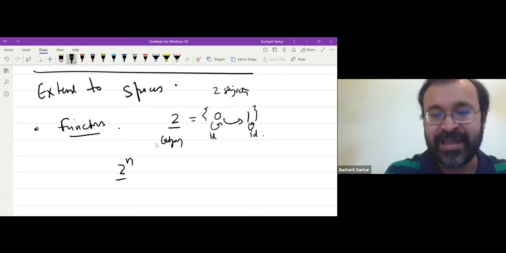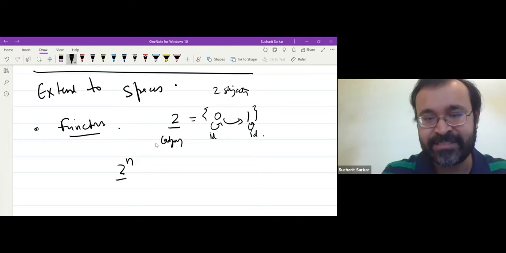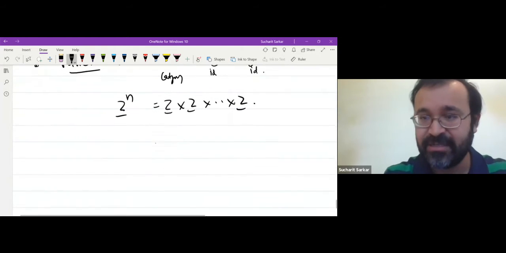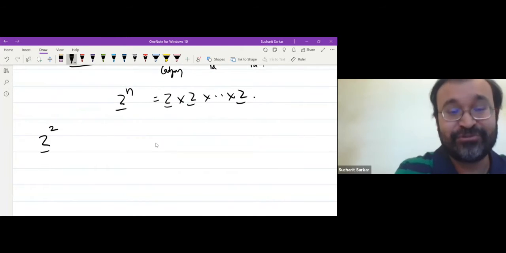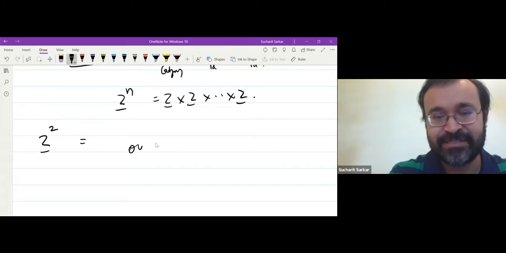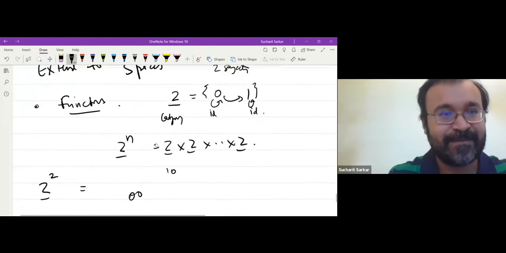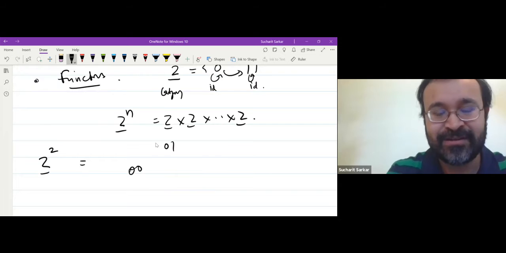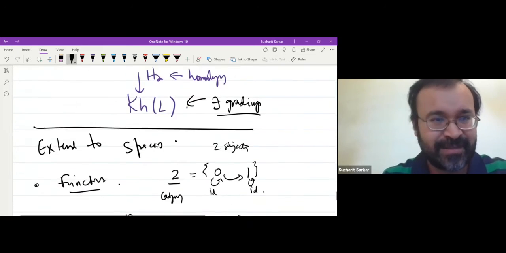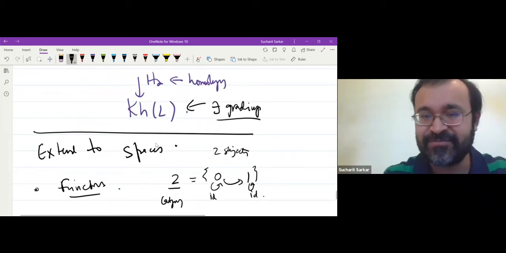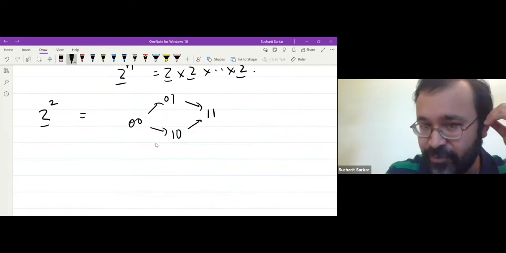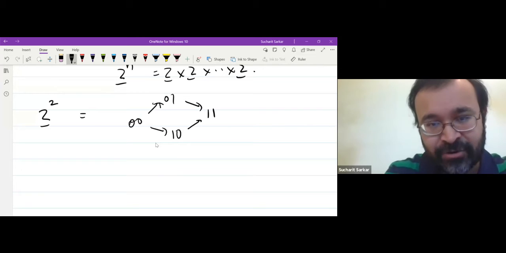And then you have the category 2 to the n. You just take the Cartesian product of the category with itself n times. Let me just show you 2 squared. 2 squared has 4 objects: 0,0, 1,0, 0,1, and 1,1. And it has 5 non-identity morphisms.